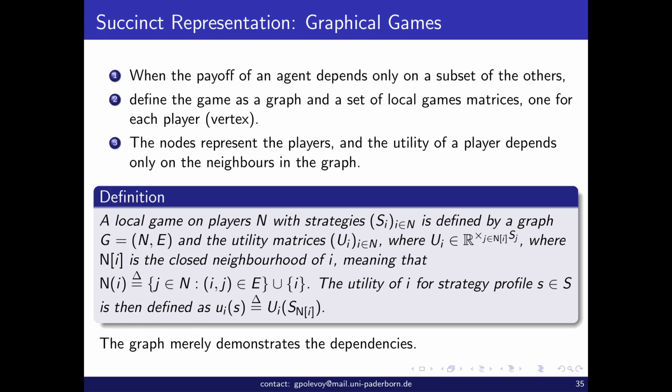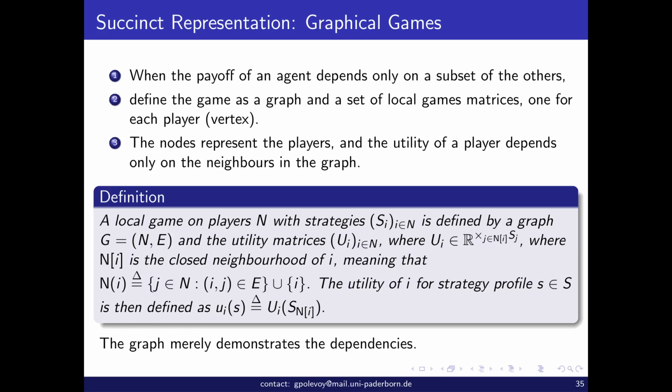Of course, it can be non-symmetric dependence, so this can be a directed graph. And you have a set of local matrices, one for each player. So a matrix determines for each vertex in this graph what the utilities of this vertex are, depending on the strategies of the neighborhood and not on the whole graph. So the nodes represent the players, and the utility of the players depends only on the neighborhood of the player in the graph. So I mean on the adjacent nodes.